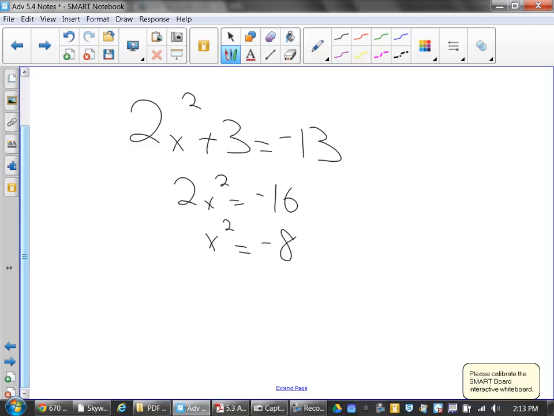Real fast now. Yes, sir? Would you put a plus minus? Very good. Notice I'm taking the square root over an equal sign. Whenever you take a square root over an equal sign, you just throw a plus minus in. And what was the square root of 8? So it would be the square root of negative 8. So here you have x would equal plus or minus 2i root 2.